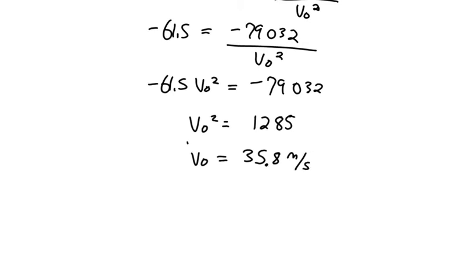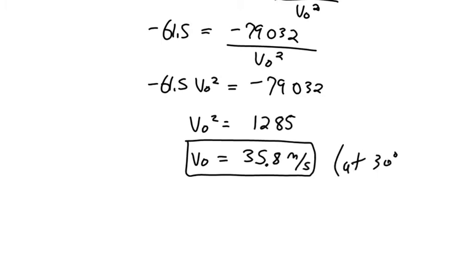And that's our minimum speed. Since the question asks for minimum speed, not minimum velocity, we don't need to include a direction there. But if they asked for minimum velocity, the direction would be at 30 degrees. They already told us that, 30 degrees above horizontal here.